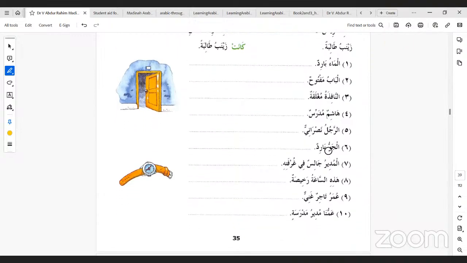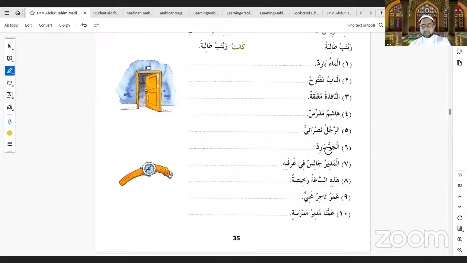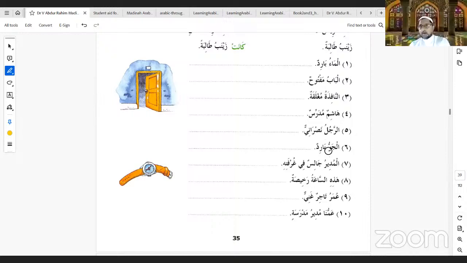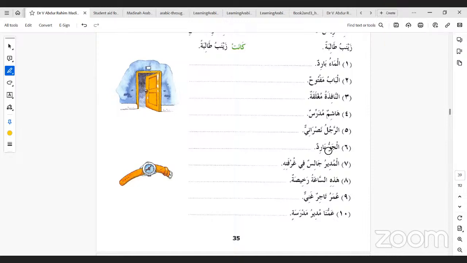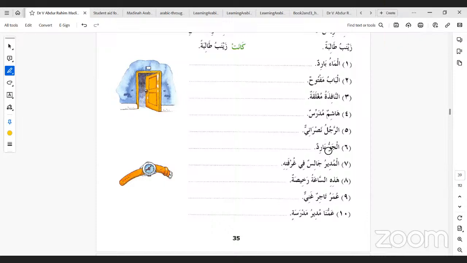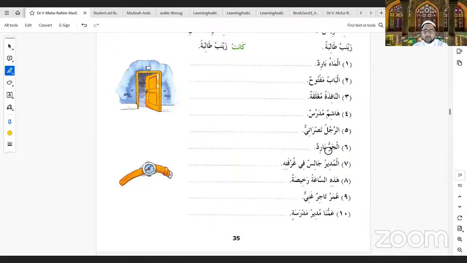هاشم مدرس. كان هاشم مدرسا. Correct. Then you have number 5. الرجل نصراني. So the man is Nasrani, Christian. Yeah, Christian. كان الرجل نصرانيا. Correct. Doctor, Jazakallah, thank you.